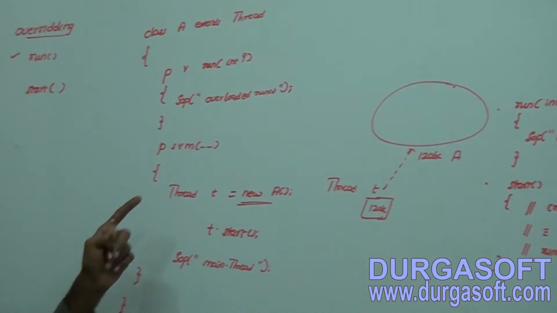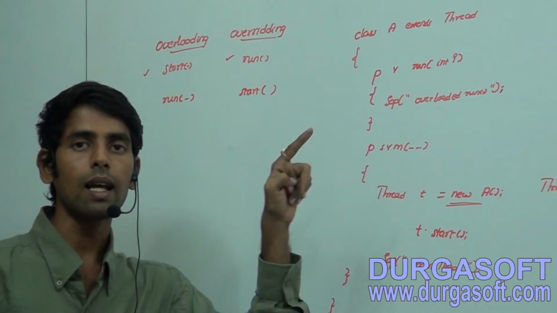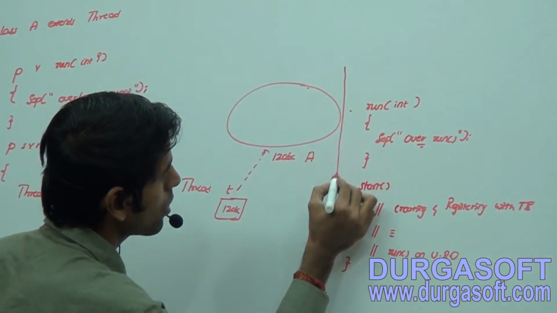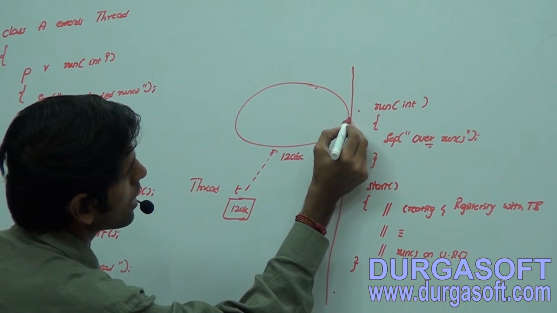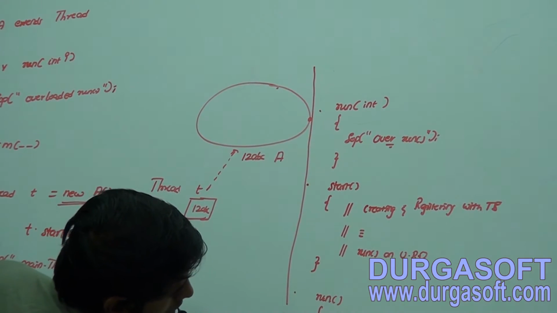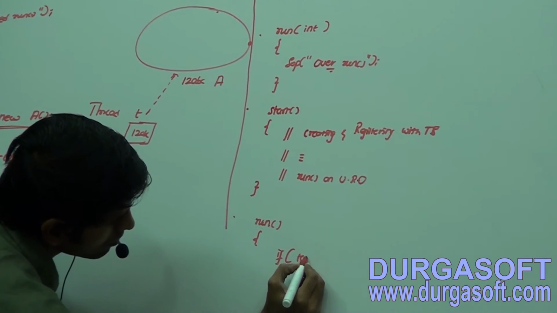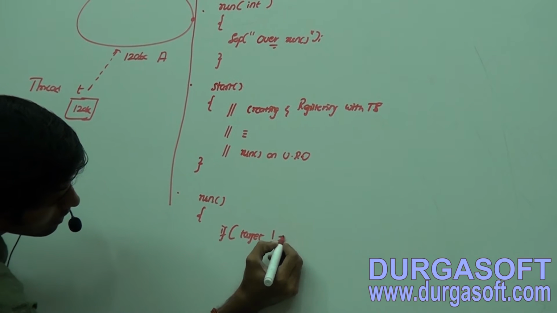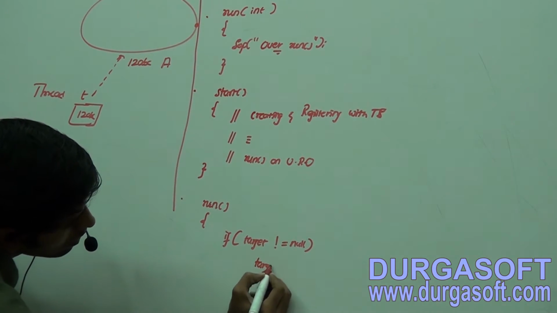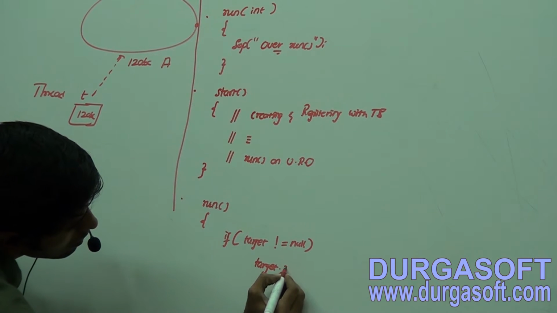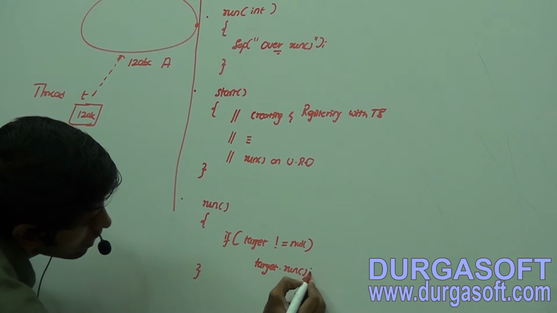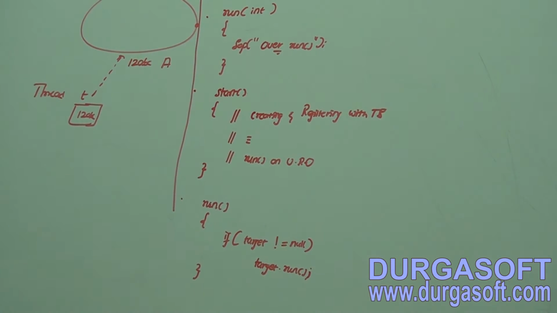Now we have one more method in the Thread class. What is that? A run method, which has the implementation: see, all these methods are going to get associated with this object, guys. Try to understand. Now what is this? The run method which has no arguments has the implementation: if target is not equal to null, you call target.run. This was the implementation of that one.